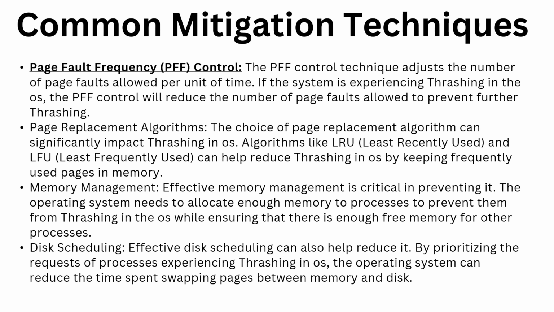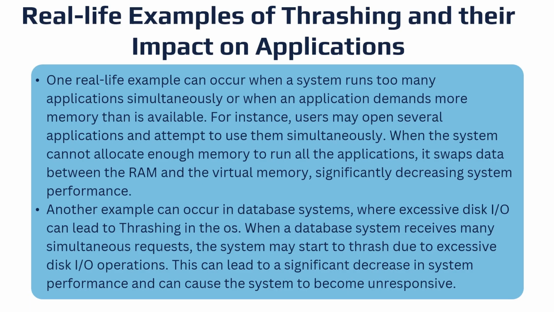Disk scheduling. Effective disk scheduling can also help reduce it. By prioritizing the requests of processes experiencing thrashing in the OS, the operating system can reduce the amount of time spent swapping pages between memory and disk.